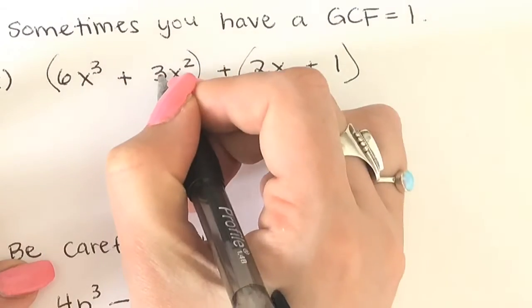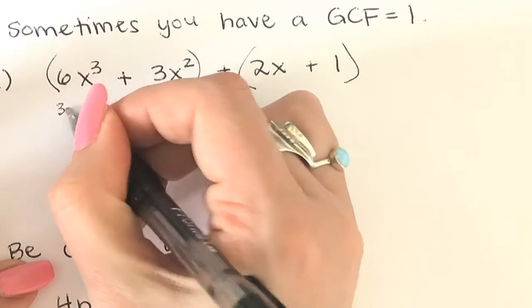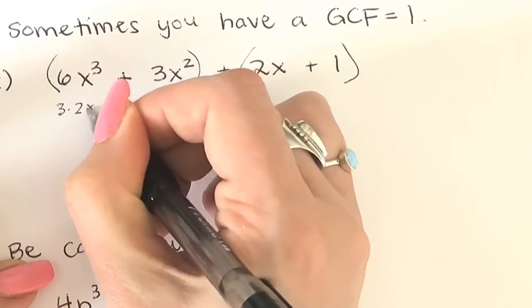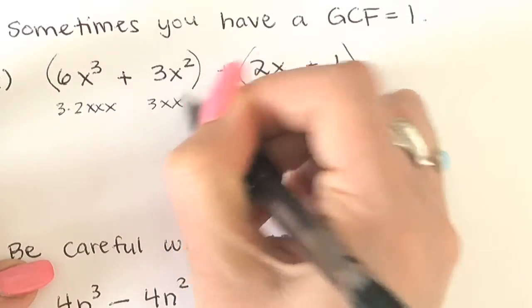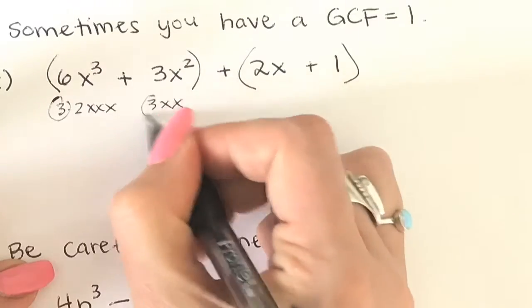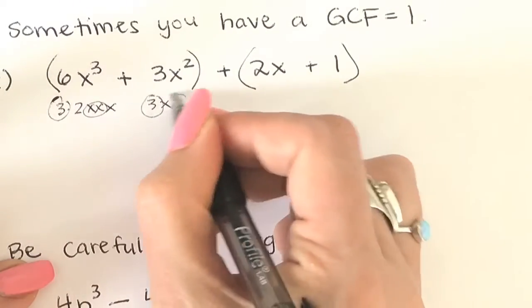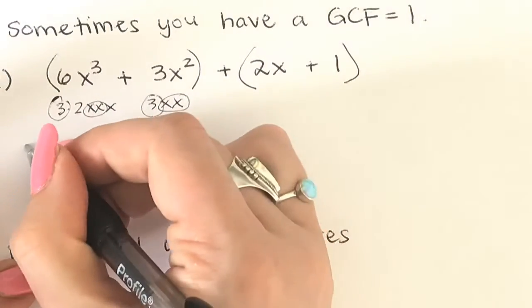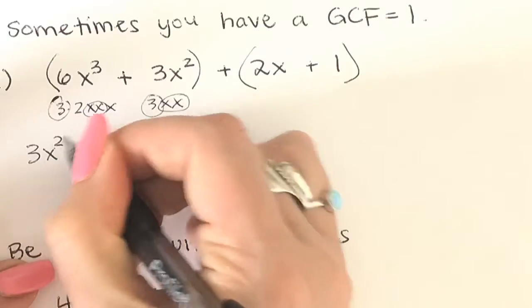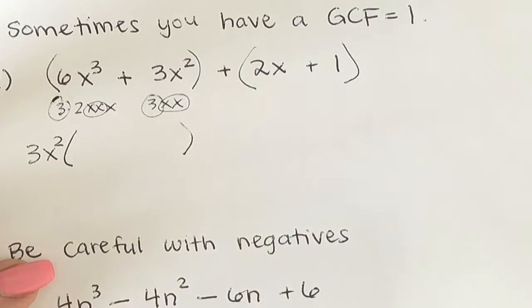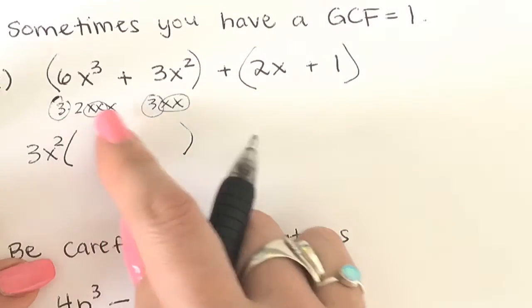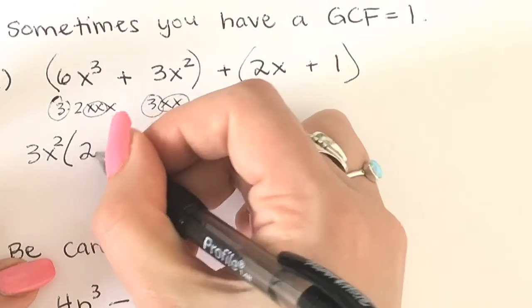So for 6 and 3, I can write that as 3 times 2. And then we have 3 x's. And then 3 and 2 x's. So I can take a 3 from each group and 2 x's from each group. So the 3x squared, remember 2 x's is the same as x squared, comes out front. We're left with a 2 and an x on this part.